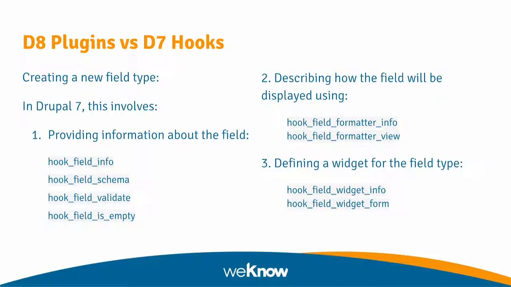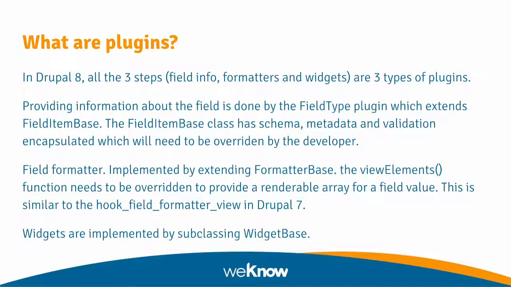If you knew how to do this, I mean, most of us did it for a long time, so this was second nature. You were just going through the motions and through the checklist. In Drupal 8, all of those 3 steps are 3 different types of plugins. The one where you provide information about the field is a field type plugin. So in your module under source, you're going to need one field type plugin. Then the field item base has the schema, metadata, and validation all in one. And then your field formatter is going to be your 3rd type.